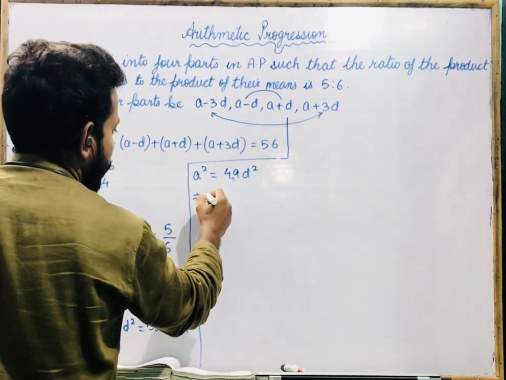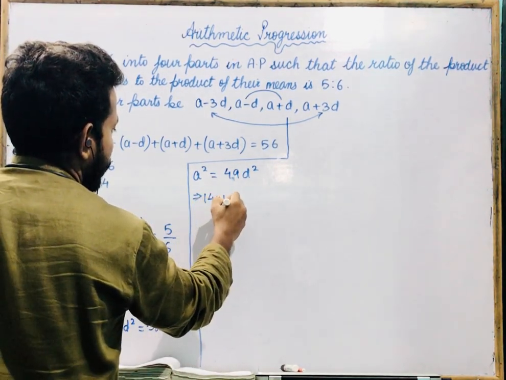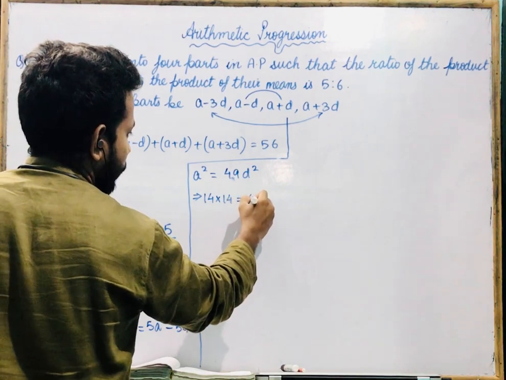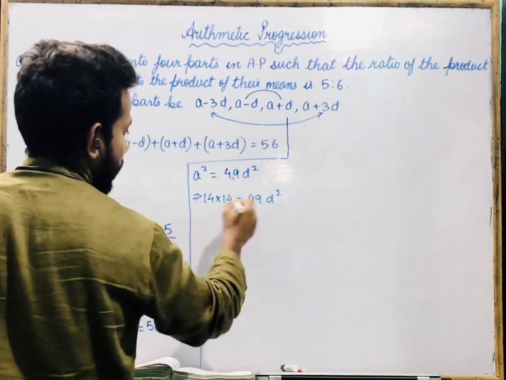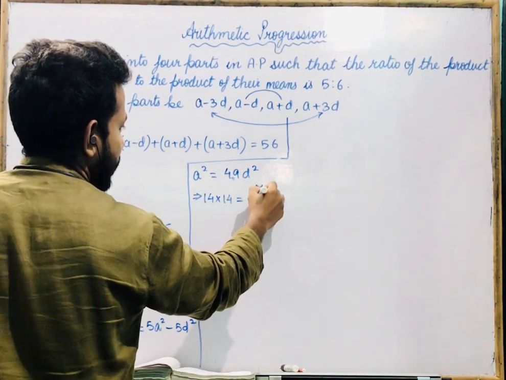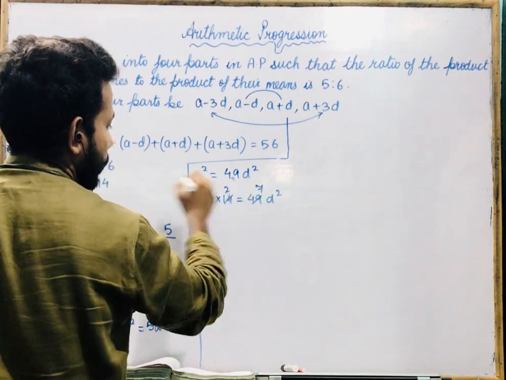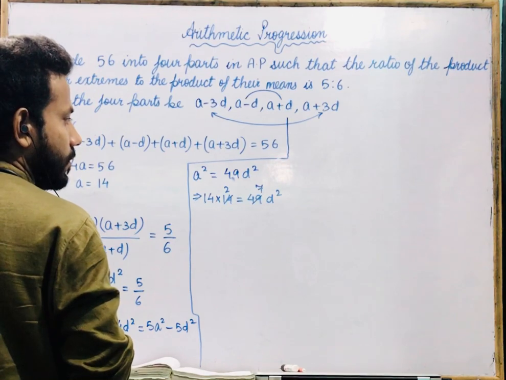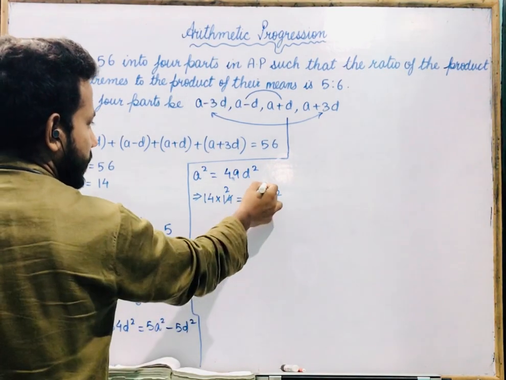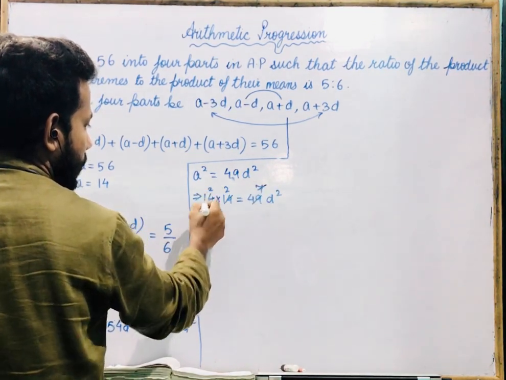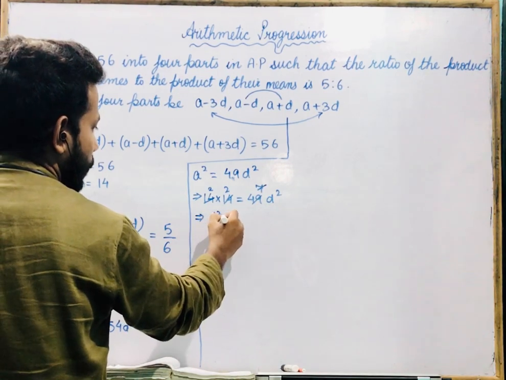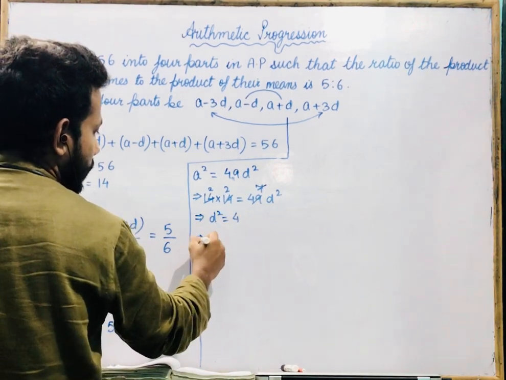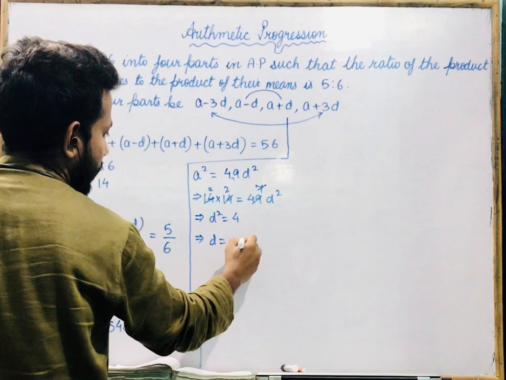So A square equals 14 into 14. This is equal to 49D square. 7 into 7, 7 into 2. Correct? Yes or no? So 7 into 2, so D square equals 4. D equals plus minus 2.